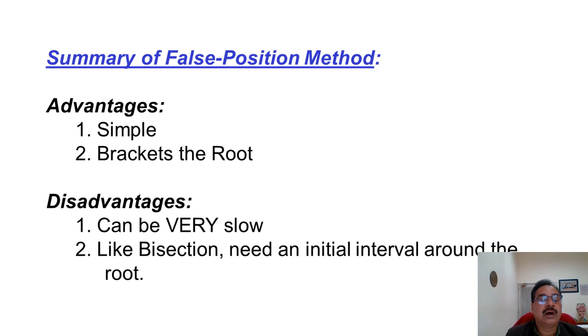Okay, so what is the summary? Summary of the false position method: what is the advantage? Advantage, of course, this method is simple and brackets the root. Disadvantage: it can be very slow. You know the convergence rate is very slow. Like bisection, it needs an initial interval around the root. So here also we need an interval around the root, as we discussed in the bisection method. So this is about the regular false position method.